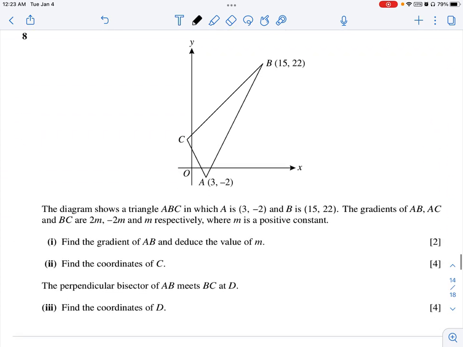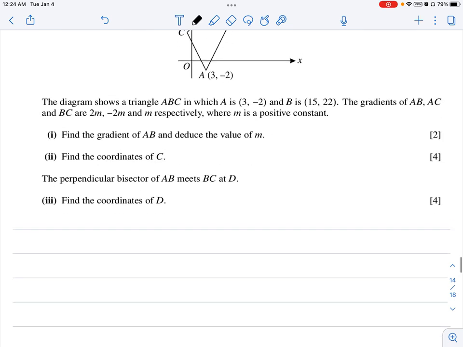Question number 8. The diagram shows the triangle ABC in which A is given, B is given. The gradients of AB and AC are 2m and minus 2m, where m is a positive constant. Find the gradient of AB and deduce the value of m. So AB's gradient was 2m, AC's gradient is minus 2m, and BC's gradient is positive m.